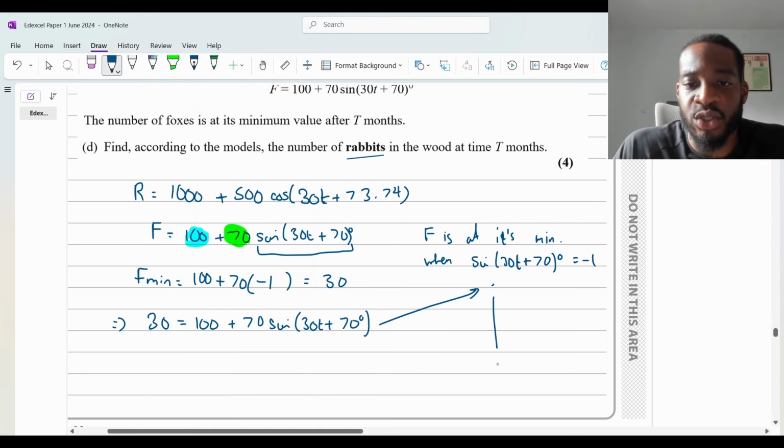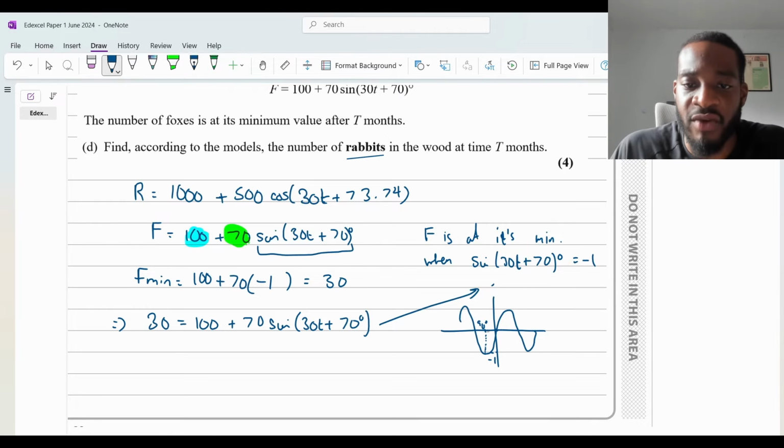So let's just draw the graph to confirm. The sine graph looks like that. No, that's the cosine graph, sorry. Sine graph looks like this. Starts at 0, goes like that, and then goes like that. So we can see quite clearly -1 is there. That's -90 degrees. But remember, t is positive, it's time, so we don't want that one. We're going to get the next one, which is over here, 360 after that. That's 270 degrees. So we're going to use 30t plus 70 is equal to 270 instead of minus 90. So that's what we're going to solve.